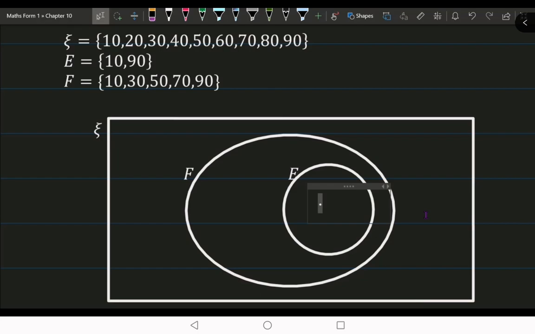Now you need to understand that you have 50, 60. 60 is not an element of E or F, so that does not belong to E and F. After that, 70 belongs to F. 80 is outside, so I go here. 90 belongs to E and F also, so it's here. It belongs to here.